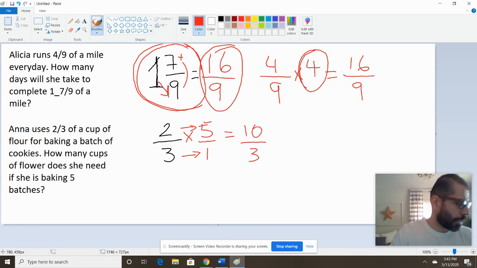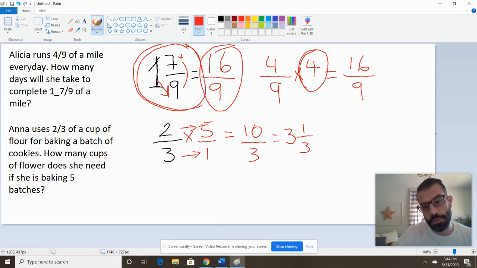Now 10/3 is an improper fraction, and we're going to change it into a mixed number, right? So if you divide 10 by 3, you're going to get 3 and then 1/3, right? So if you want to check if your answer is correct, you just multiply 3 times 3, 9, plus 1 extra part, 10/3. Okay? So if she wants to bake 5 batches of cookies, she will need 3 and 1/3 of a cup. So 3 cups and 1/3.